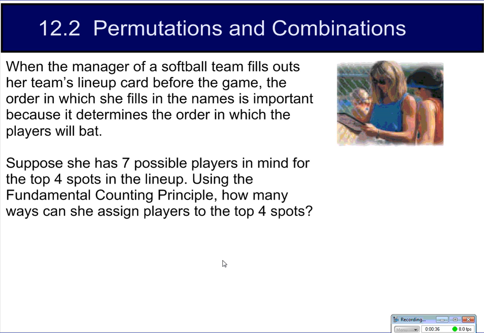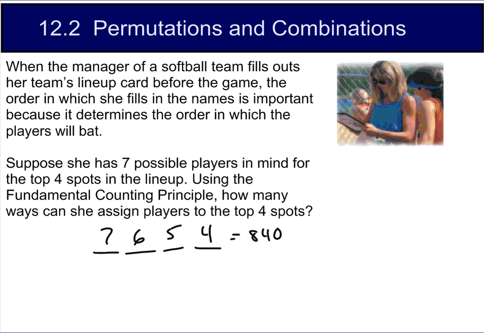Manager of a softball team fills out the team's lineup card before the game. The order in which she fills in the names is important because it determines the order in which the players will bat. Suppose she has 7 possible players in mind for the top 4 spots in the lineup. Using the fundamental counting principle, how many ways can she assign players to the top 4 spots? So if you've got 4 spots, 7 choices, 6 choices, 5 choices, 4 choices. You have 7 choices for the first spot, 6 for the second, 5 for the third, 4 for the last. So that's a total of 840 different ways she can do that.